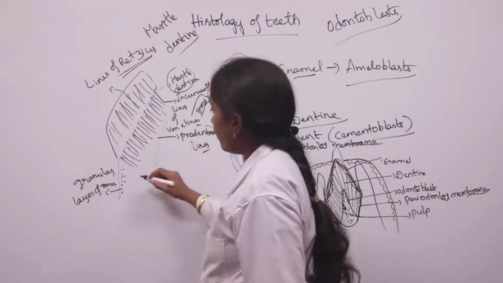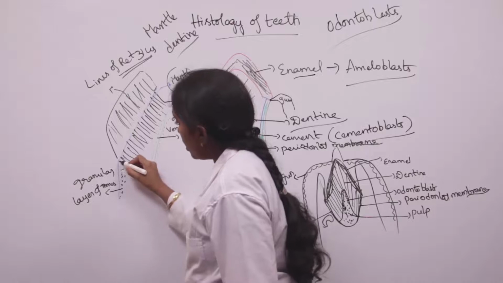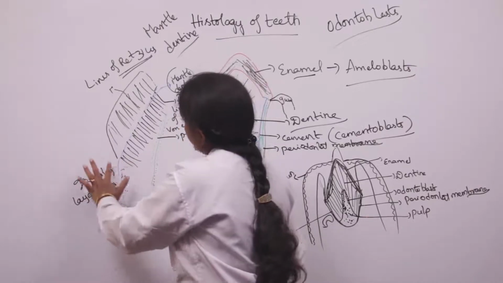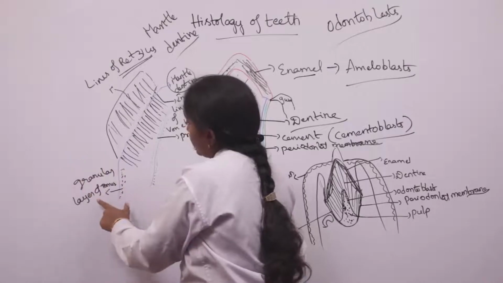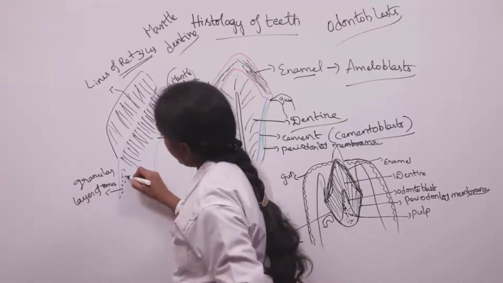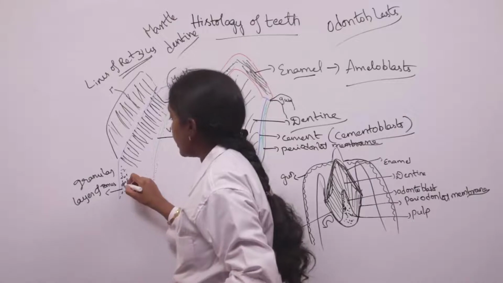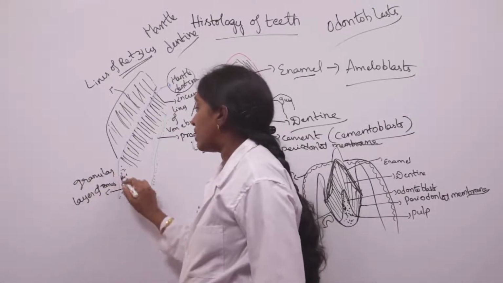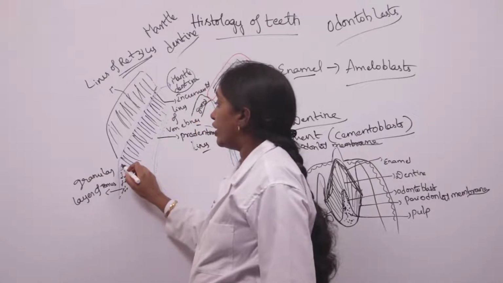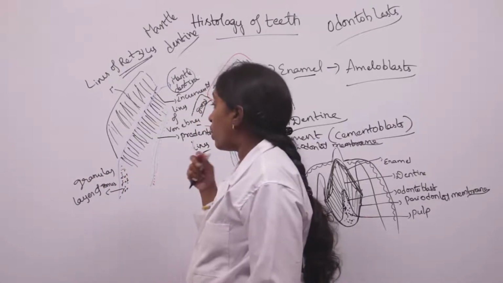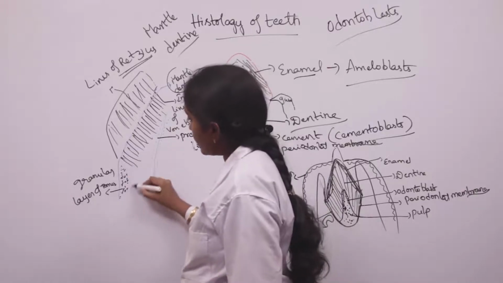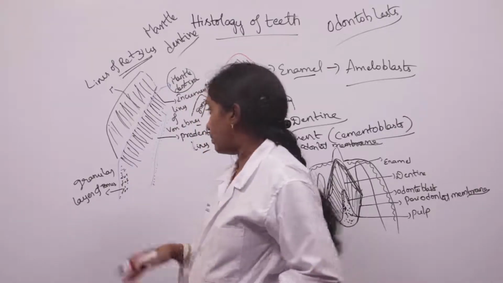And here nearer to the junction of the crown and the root, we can see a granular layer of Tomes. Nothing but the mesenchymal cells are seen here, which appear as granules. A granular layer of Tomes is seen nearer to the junction of the crown and the root.